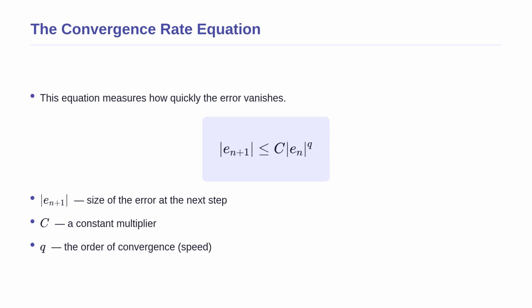This is the most important equation in convergence analysis. On the left, we have the size of the error at our next guess. On the right, we have the size of our current error raised to a power q and multiplied by a constant c. The letter q is the order of convergence. It dictates the speed. If q equals 1, the method is linear. If q equals 2, the method is quadratic. As q increases, the error shrinks drastically faster because raising a small error to a higher power makes it vanish much more quickly. Let us see how this plays out with some actual numbers.